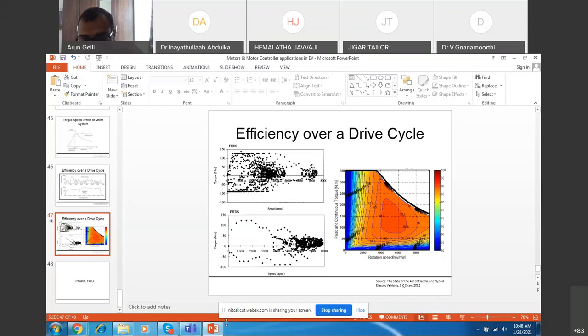One more question, sir. We already have standards: the US has some standard cycles, and Japan has some standard cycles for IC engines. Is there any standard like that for electric vehicles now? No, electric vehicles as such do not have separate drive cycles. We are following whatever is available for IC engines for that particular region.